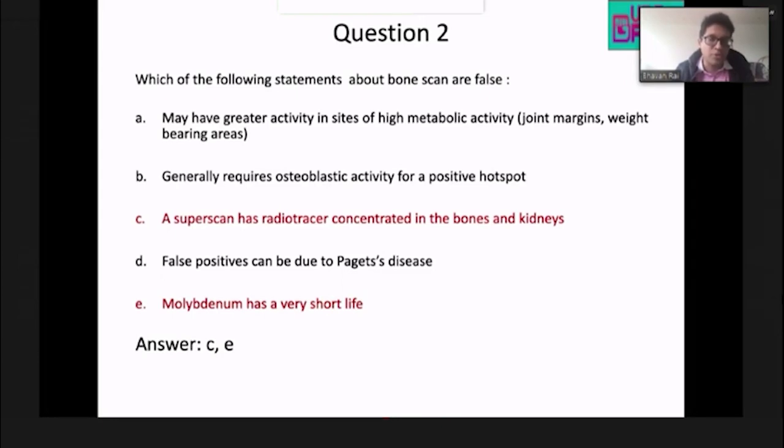The next was that molybdenum has a very short half-life. It has a long half-life. That's because technetium has a short half-life and it's quite metastable. So molybdenum, which is a precursor of technetium, is often used to transfer technetium.